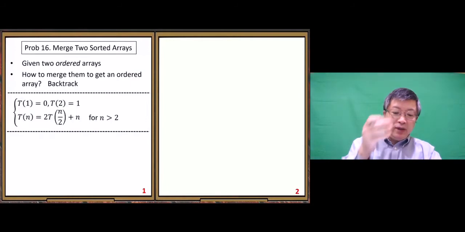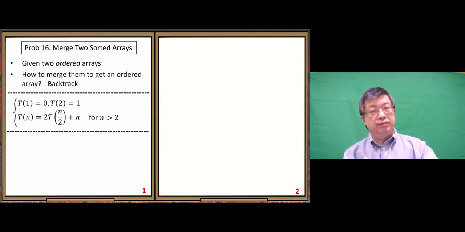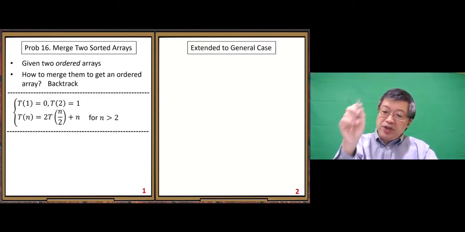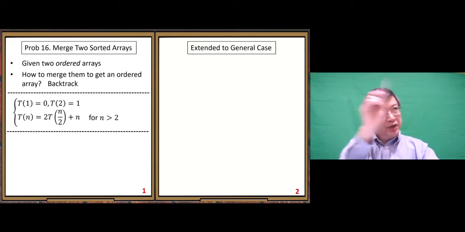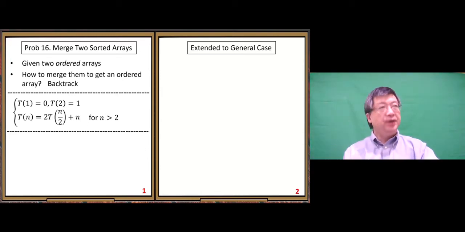Now to solve this recurrence relation, but this time we do not assume n equals a power of 2. N is not necessarily a power of 2. N is the general case. So we want to extend our result from the special case to the general case. So how to do it?